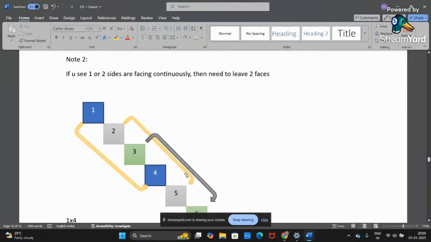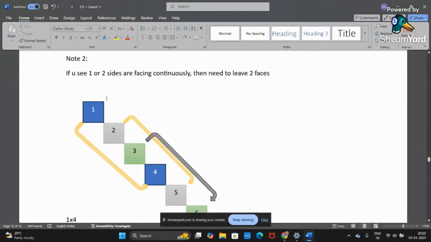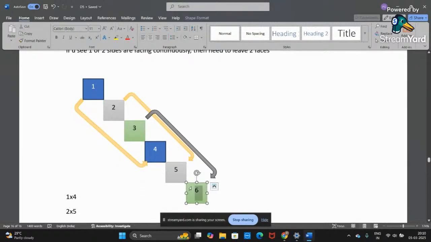We'll now move to the next one. See, if the dice are arranged in this way, if you see 1 or 2 sides facing continuously, then we need to leave 2 faces if they have given the diagram in this way. That means we have to leave 2 boxes to find the opposite face. For 1, 4 will be the opposite. For 2, we have to leave 2 faces, so 5 will be the opposite. For 3, 6 will be the opposite.